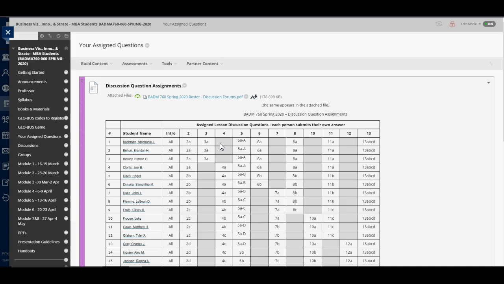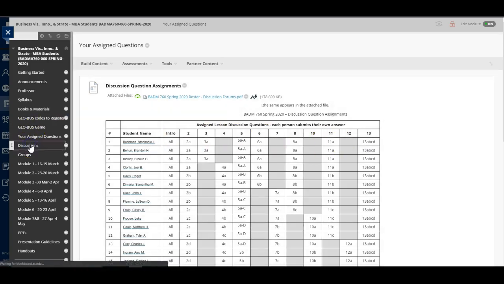During lesson 5, everyone will have a discussion question to answer. She'll answer discussion questions 6A, 8A, and 11A. But she is not required to answer a question during lessons 7, 10, or 12. During lesson 13, everyone will answer the discussion questions labeled A, B, C, and D. Again, a reminder that everyone will reply to discussion questions in every lesson for those questions that they were not assigned to answer.